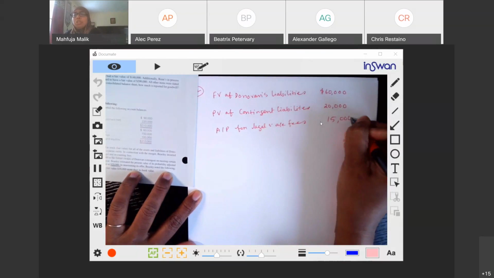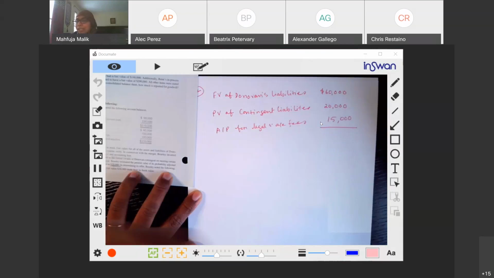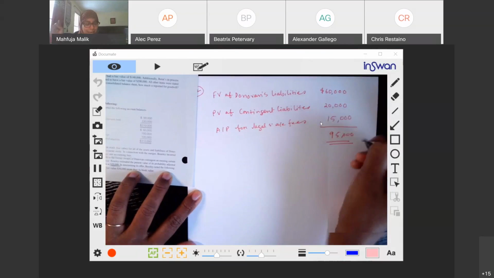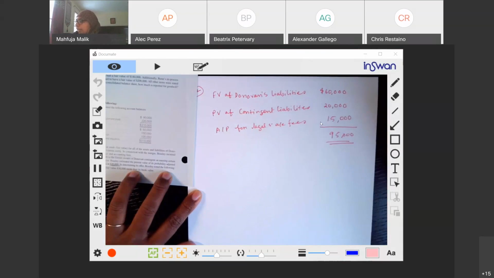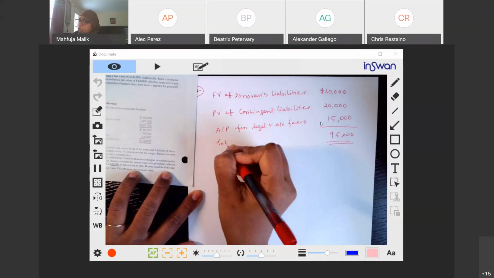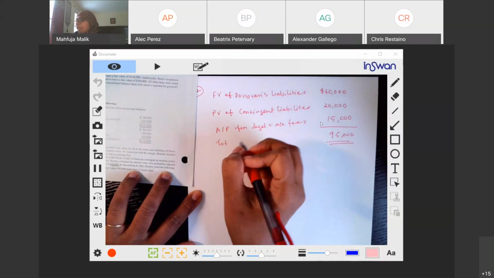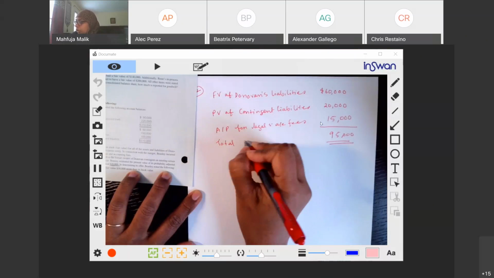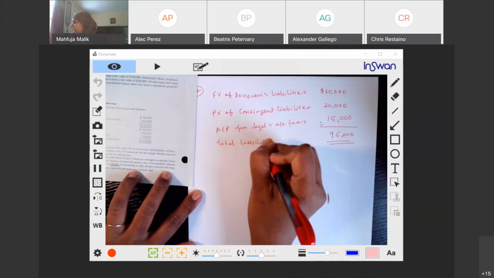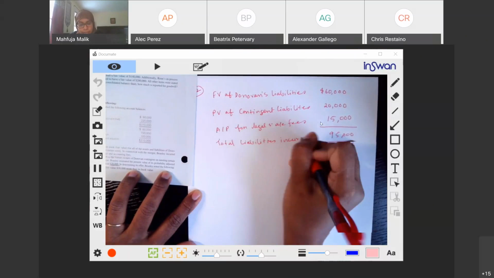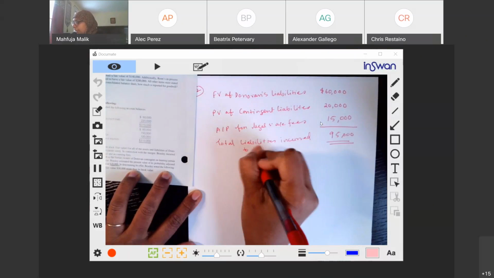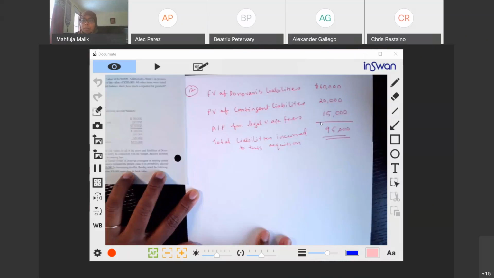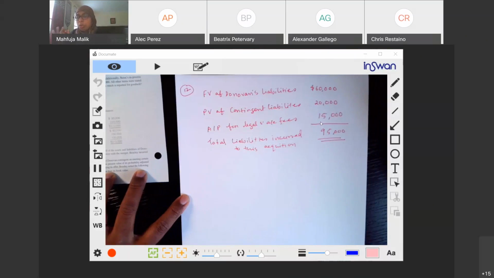So these three together, and I already see the numbers here. Thank you, Elisa and Jeff. It's 95,000. This is the total liabilities incurred because of this acquisition. Remember, it's not asking about consolidated liabilities. It's just asking from Beasley's perspective, what are the new liabilities they're going to record related to this acquisition. Total liabilities incurred due to this acquisition. So, this is question number 12. I hope you got it. Thank you, Elisa and Jeff, or whoever tried.